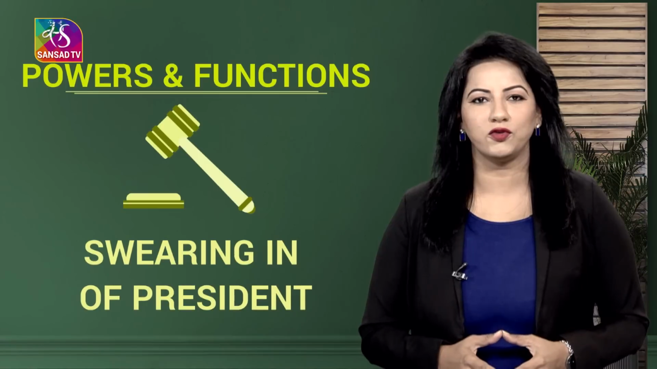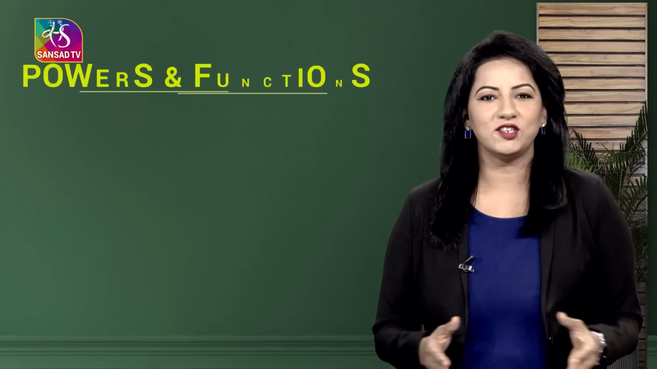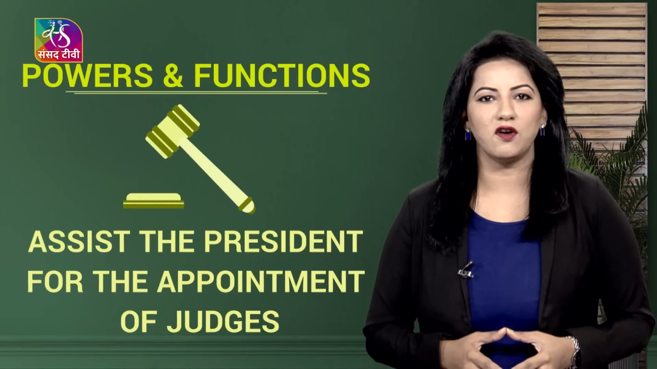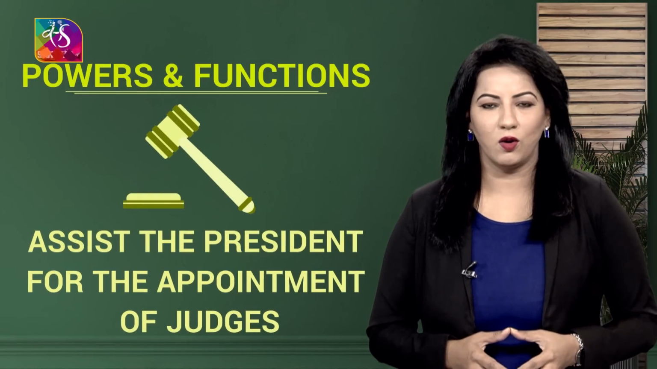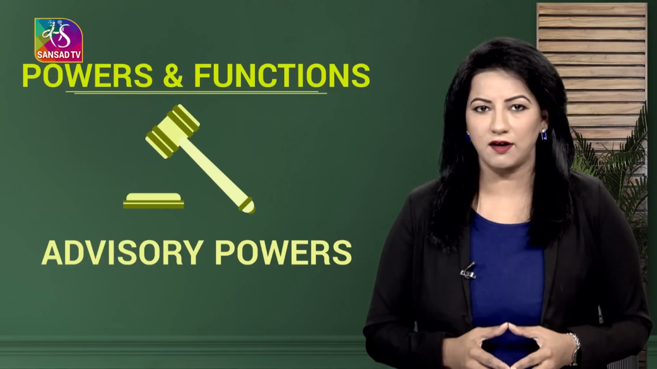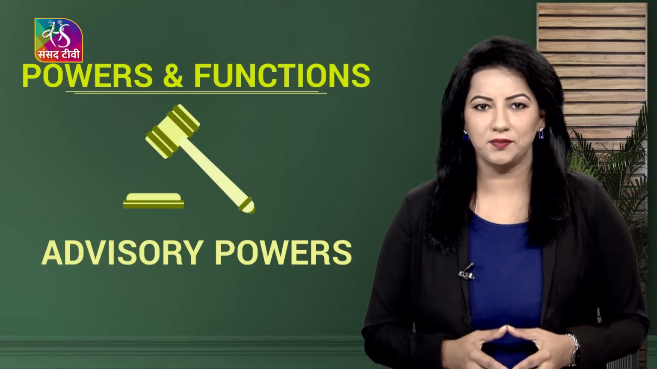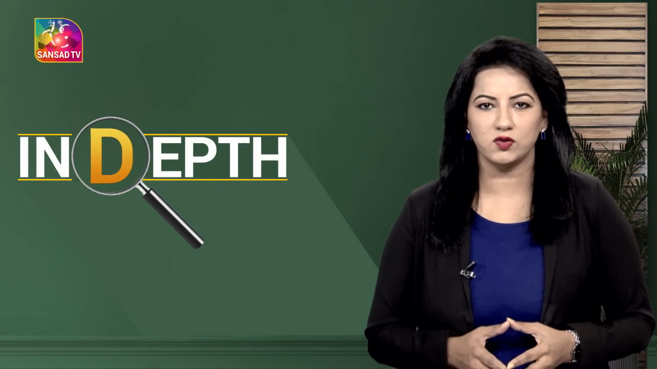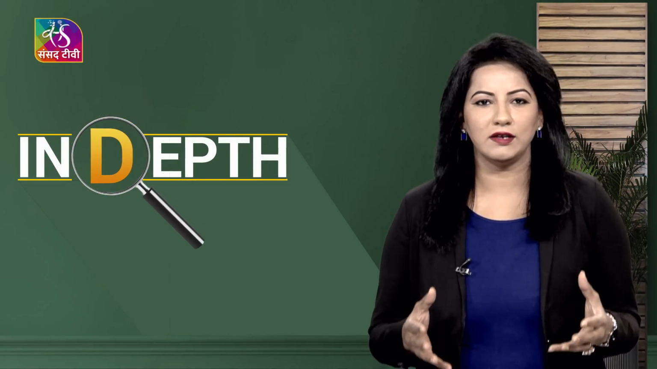The CJI administers the oath to the President of India. The CJI has the power to appoint court officials. The CJI assists the President in the appointment of judges in the Supreme Court and the High Courts. The CJI has advisory powers, in which the CJI can instruct and advise the government to work on certain issues. The CJI discharges the role of the President if the offices of President and Vice President suddenly become vacant in emergency situations. If there is confusion about constitutional provisions, the only valid interpretation is the one given by the Supreme Court of India.